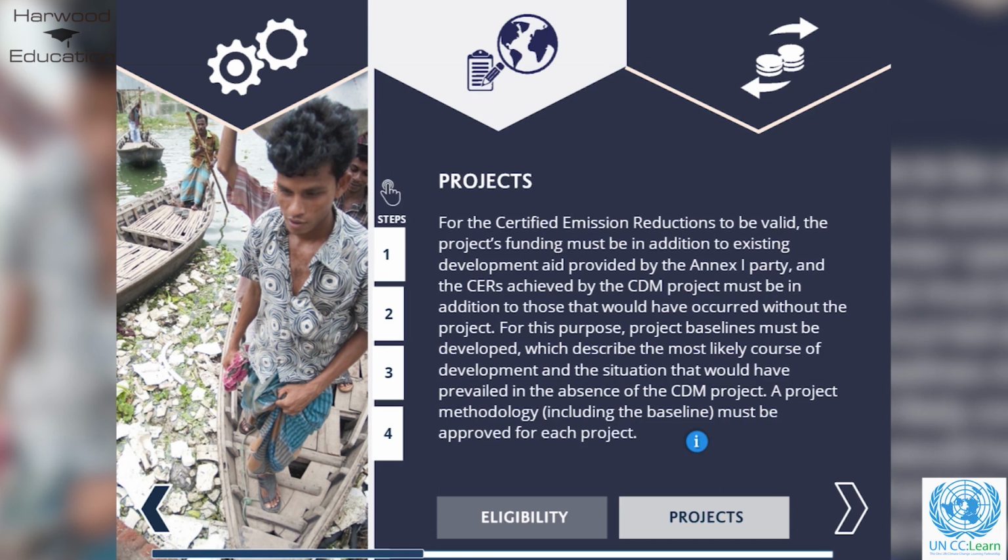Projects. For the certified emission reductions to be valid, the project's funding must be in addition to existing development aid provided by the Annex I party, and the CERs achieved by the CDM project must be in addition to those that would have occurred without the project.